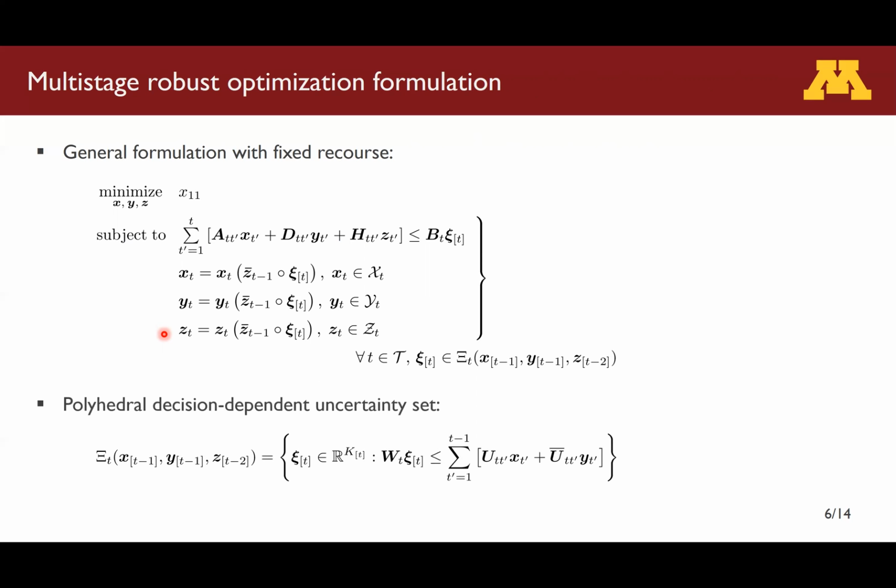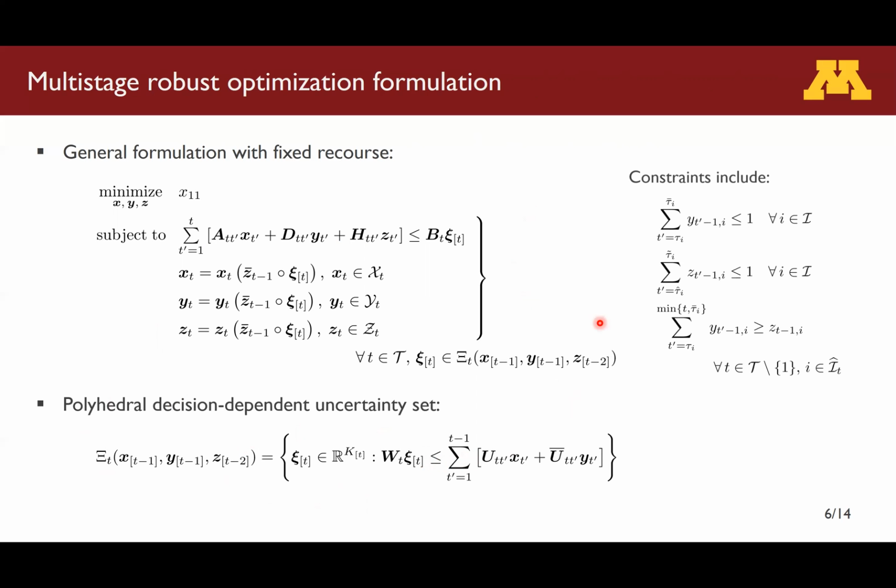The decision-dependent polyhedral uncertainty set can be formulated like this. And then we'll also want to note that these constraints here also include these ones, which state that an uncertain parameter can only materialize within certain times, it can only be observed within certain times, and an uncertain parameter can only be observed if it also materializes.